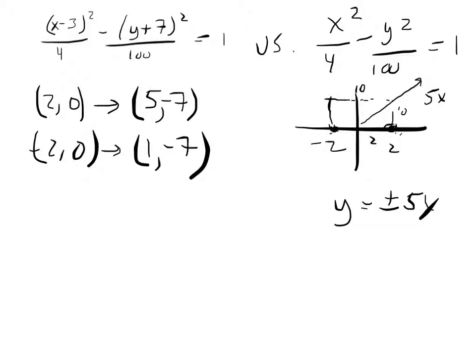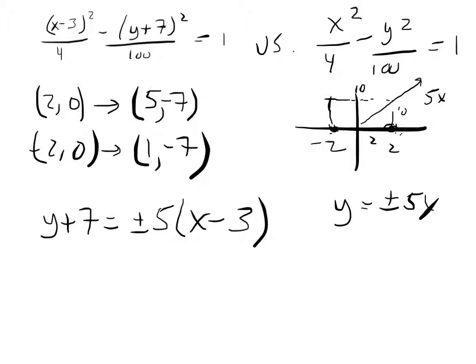How about the equations of my asymptotes? Well, my asymptotes were plus or minus 5x. Move 3 units to the right. That's going to replace x with x minus 3. And 7 units down, it's going to replace the y with y plus 7. And I can leave my equations for the asymptotes in that form, or if I were asked, I certainly could put them in y equals mx plus b form by multiplying out.